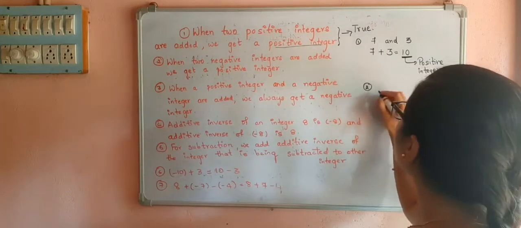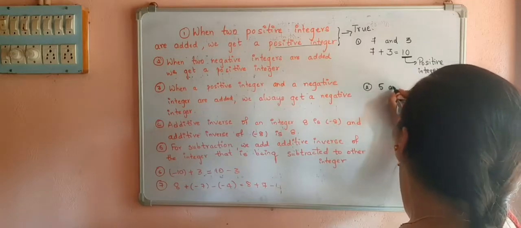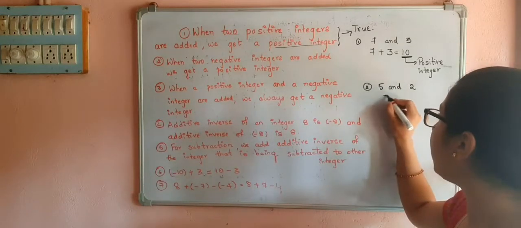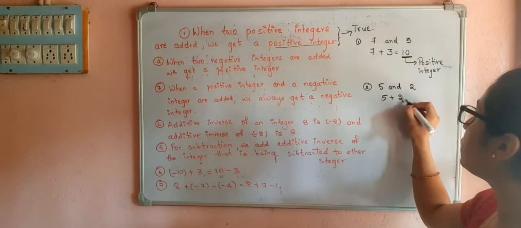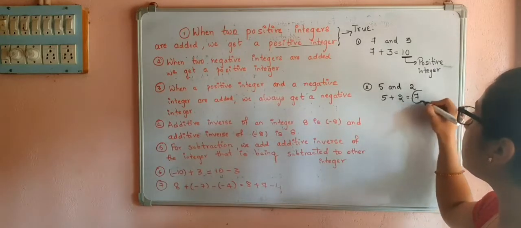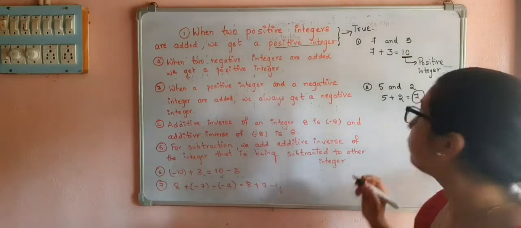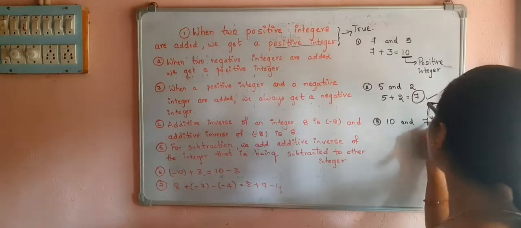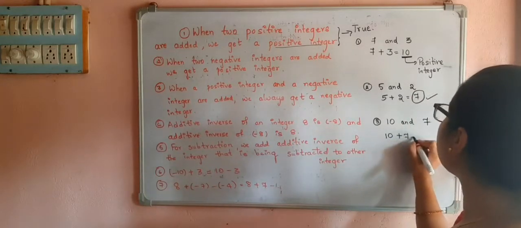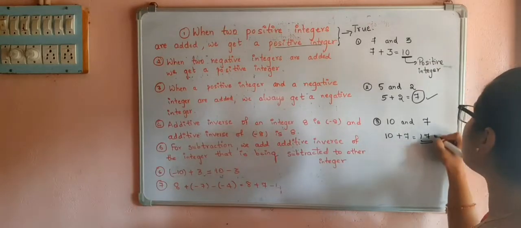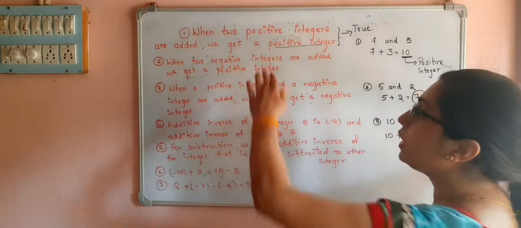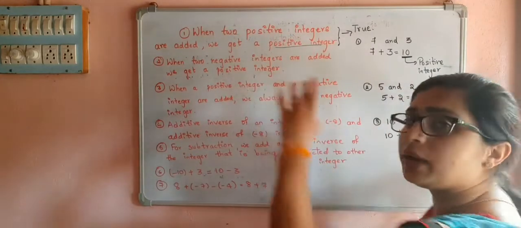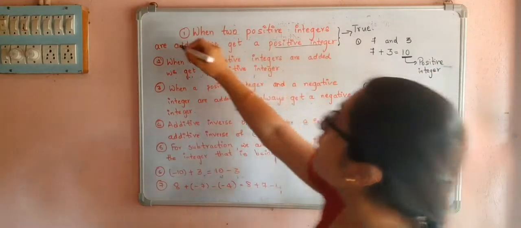Second example, I'll consider 5 and 2. When these two positive integers are added, 5 plus 2 gives you 7. This is also a positive integer. Next example, 10 and 7. 10 plus 7 gives you 17. This is also a positive integer. So we can conclude that when two positive integers are added, we always get a positive integer. So this is right.